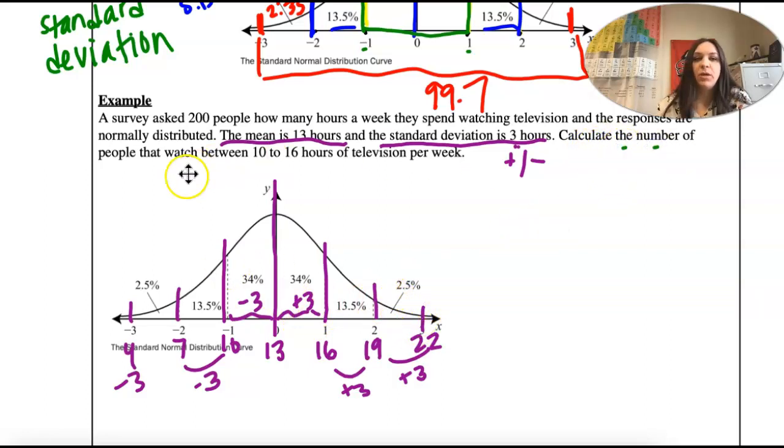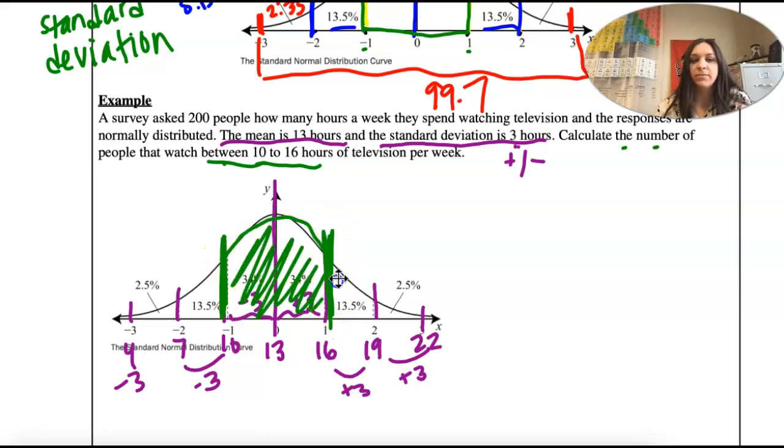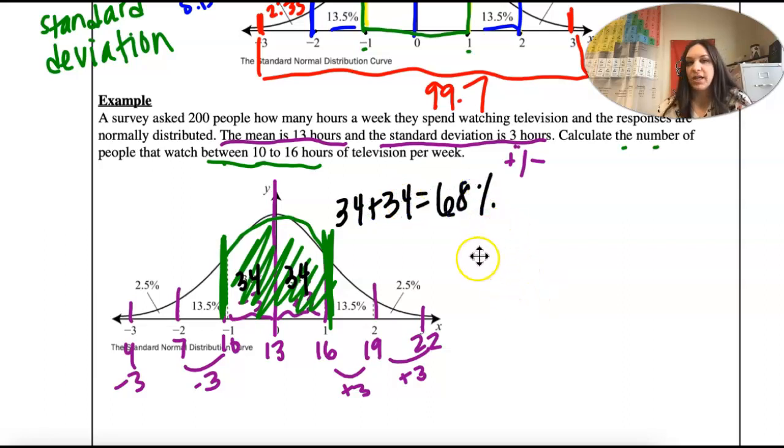Calculate the number of people that watched between 10 to 16 hours of television per week. Okay, so let's go find those numbers. We want between 10 and 16. So this part. Well, this is 34% and this is 34%. So 34 plus 34. We want 68% of the people.